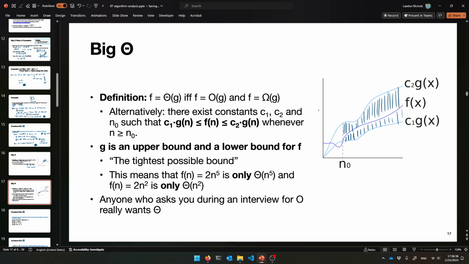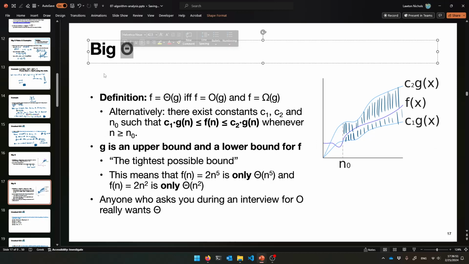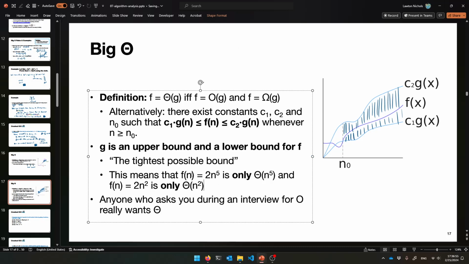It's the combination, right? The same g is both an upper bound and a lower bound. It's like the tightest, best possible bound, okay? Upper bound and a lower bound, we call it the tightest possible bound. And usually, if people ask you, like in an interview, what is your algorithm? What is it in big O? Really, they're talking about big theta, right? Tightest possible bound. So that means you only have one answer. There's only ever one answer for big theta.